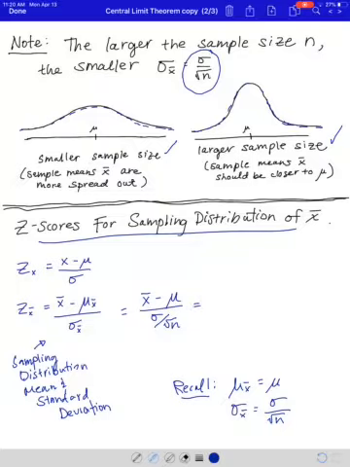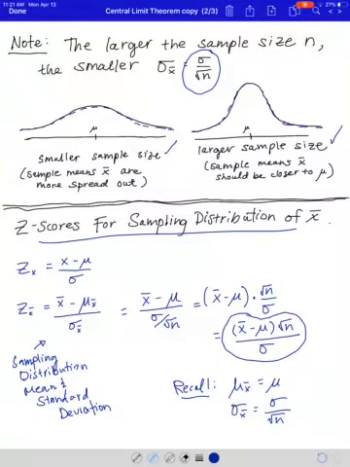Let's simplify this a little bit. So in order to simplify, I'm going to leave my numerator the same, so x bar minus mu. And now instead of dividing by this fraction down here, I'm going to multiply by its reciprocal, which is the square root of n divided by sigma. And if we simplify this further, what we end up with is x bar minus mu times the square root of n divided by sigma. And here, this is a formula for finding the z-score, and this formula involves our population mean and standard deviation.